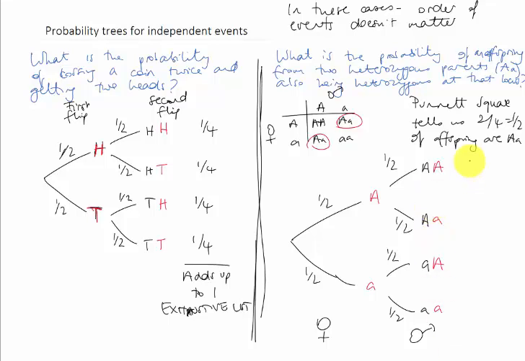So again, we count these up. So this is a quarter, quarter. These are all equally likely, a quarter. And what we want is these two. So that's a quarter plus a quarter, or 1/2. So we've used this diagram instead of a Punnett square, which might be more convenient if we're doing something more complicated than just a single allele.